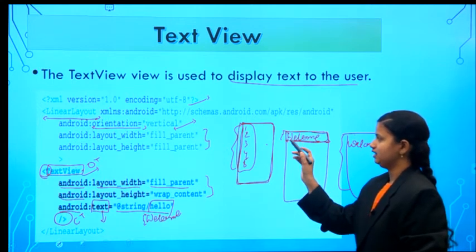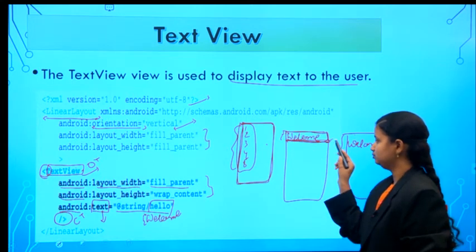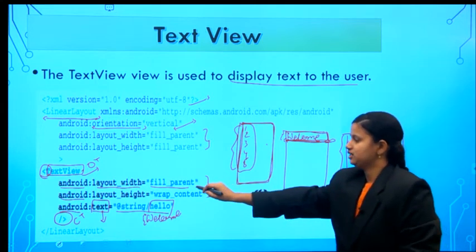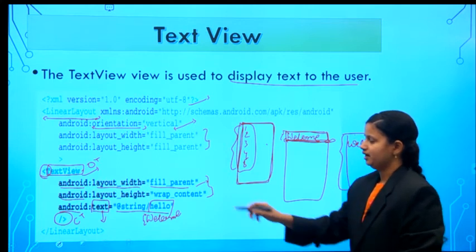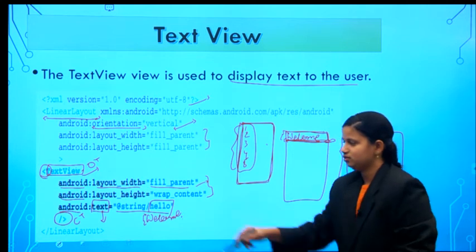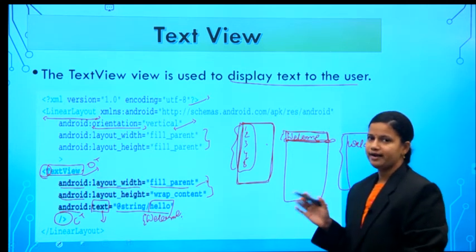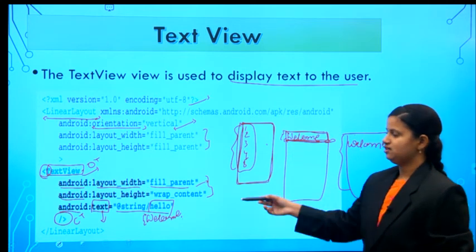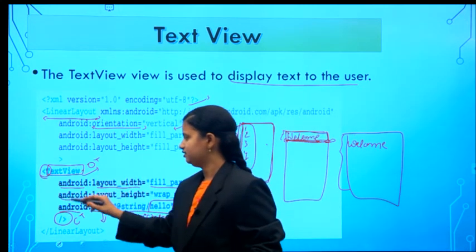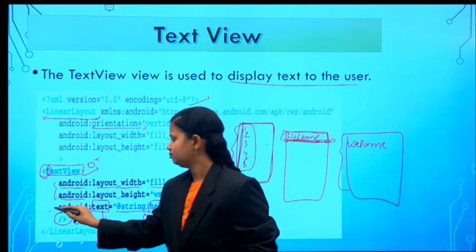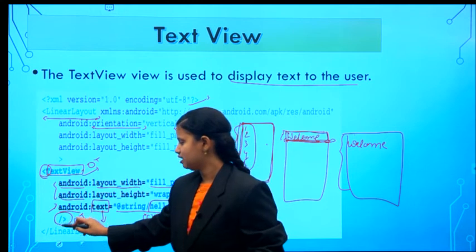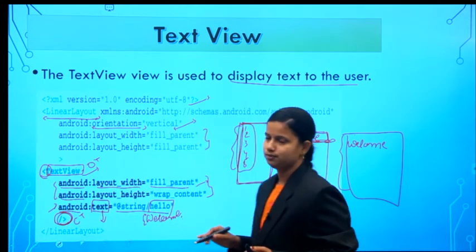and it has a width equal to your user interface design. That's why we mention fill parent. And what is the height? Height is wrap content. Whatever the content height is, that much height is to be allocated. So in this way we are adding a text view. The text view size is decided and what message is displayed is decided. After the completion of this we have to close this text view.